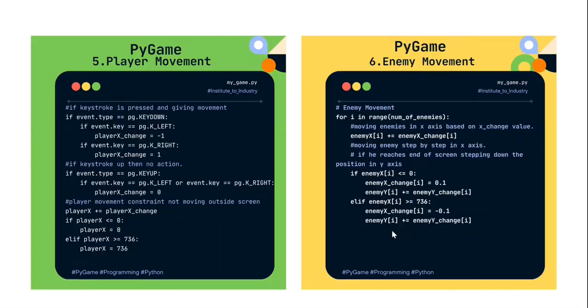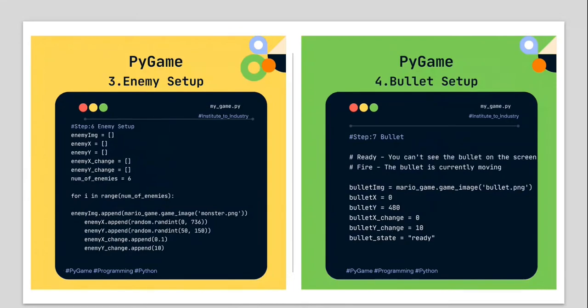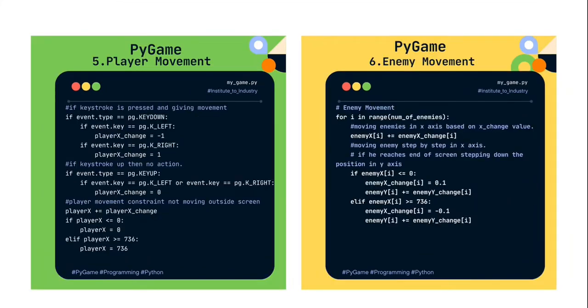But the thing is, when the player is moved left and right, it needs to move. It needs to create. So we have mentioned the bullet x change value also. And so this is the player movement.